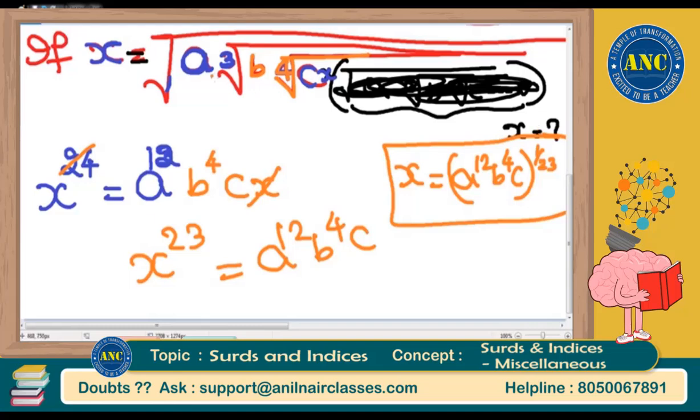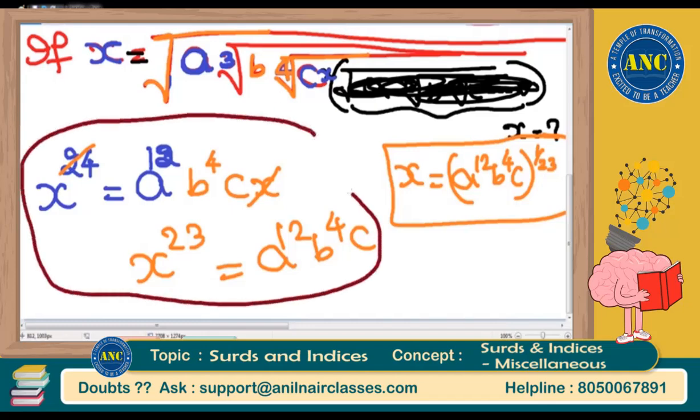I want x. A power 12, b power 4, c whole power 1 by 23 is the answer. How beautiful, sir. First question I taught you step by step, writing each and every step. Next question I am teaching you with only one or two steps. This is how exactly you need to solve. Directly given this question, you should write this statement. This is extremely important.